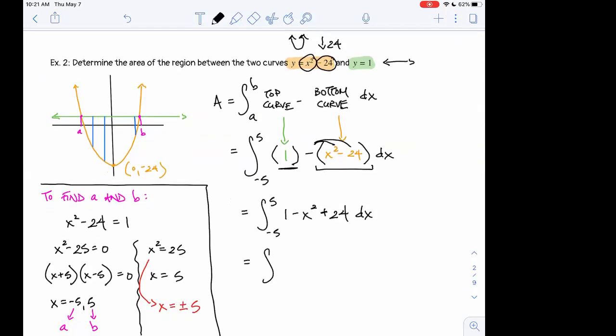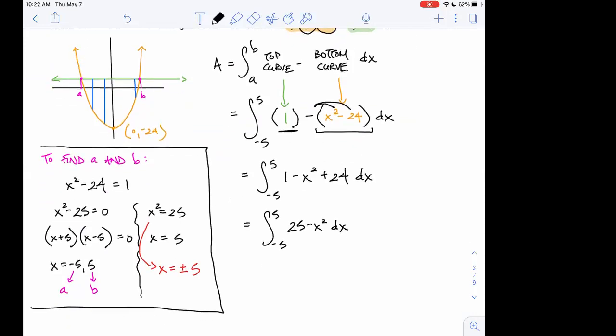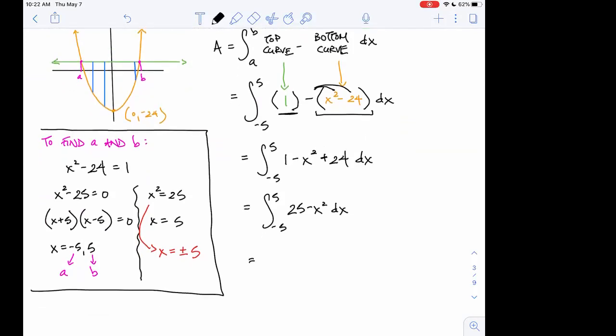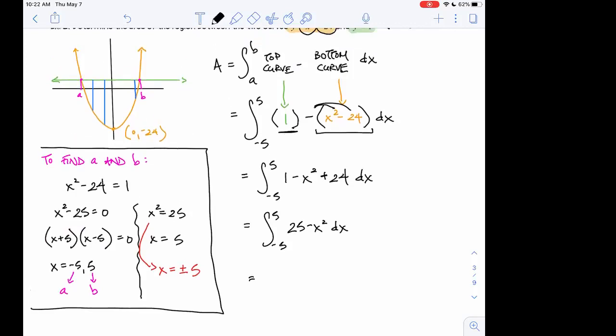Okay, so be really careful about that. And now we can combine our like terms. So we'll get 25x squared dx, okay? And now we're ready to take our antiderivative. So when we take our integral of 25, what do we get? Zero? No. What? When we take the 25x.